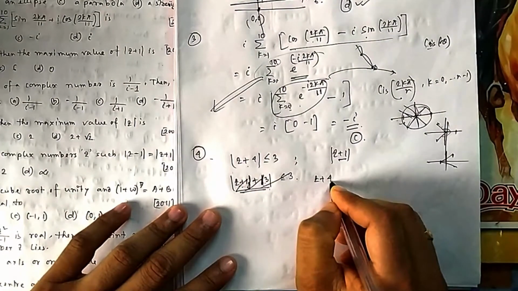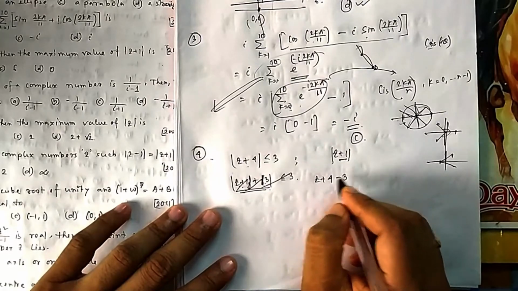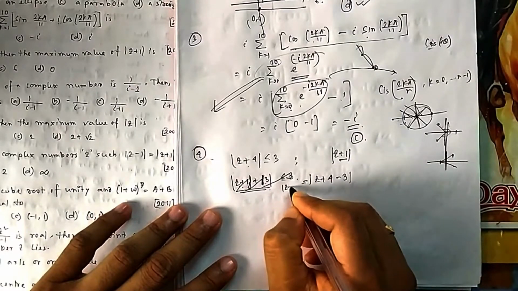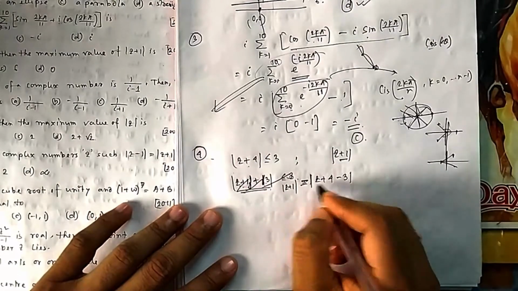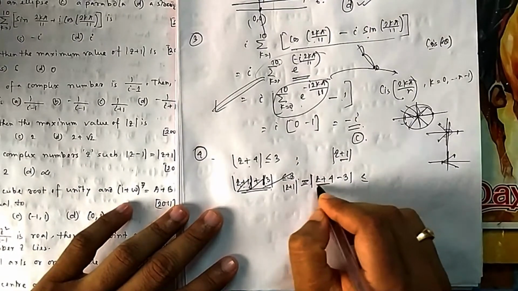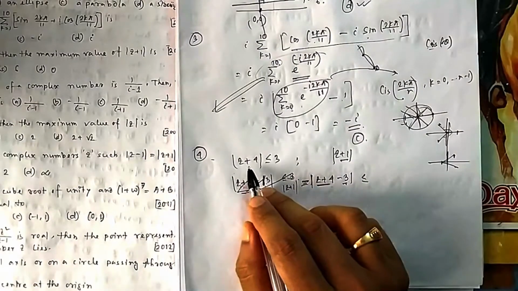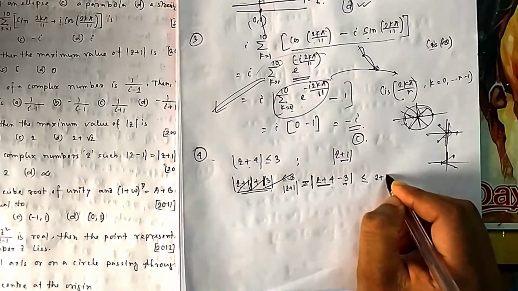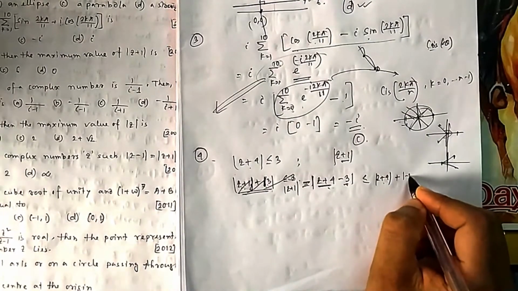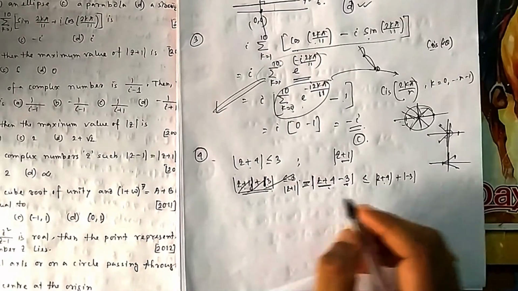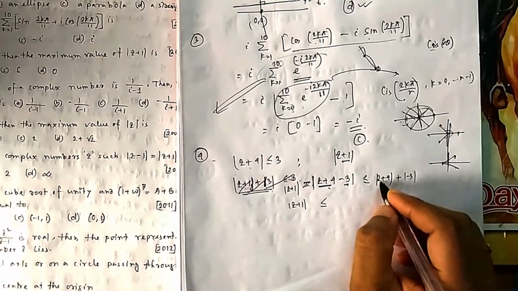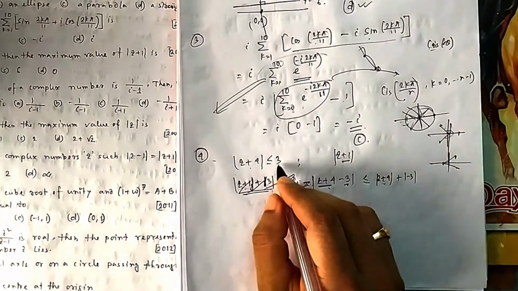We can make it z plus 4 minus 3. We can write mod of z plus 1 as mod of z plus 4 minus 3. So this is less than or equal to what we have studied. Suppose this is one complex number and this is another complex number. Then mod of z1 plus z2 is less than or equal to mod z1 plus mod z2. That formula we have used. Now this is less than or equal to 3.